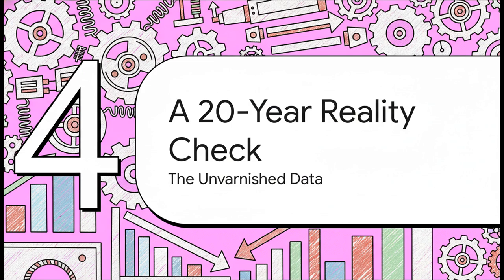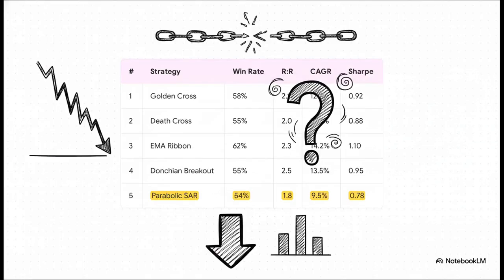But the million-dollar question is, does it actually make money? Well, let's put it to the test. It's time for a 20-year reality check with the raw, unvarnished data. And boom, this table right here tells the whole story. This is the paradox in black and white.